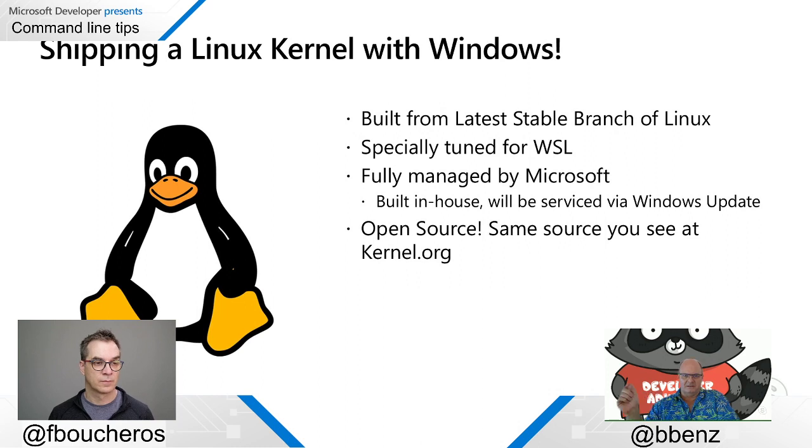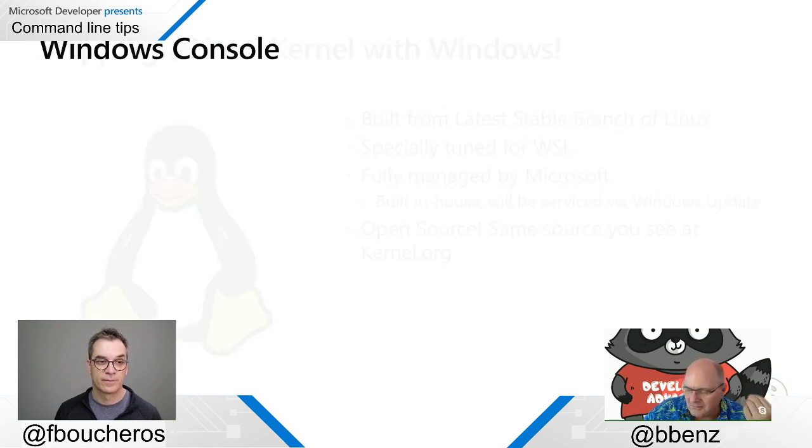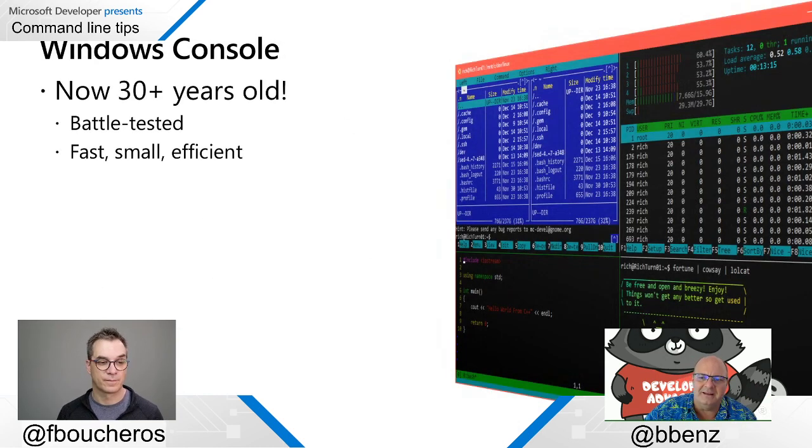So a little bit about WSL, a bit of trivia. Windows Subsystem for Linux. Why is it called Windows Subsystem for Linux? That's because the command line is actually called Windows Subsystem. It's the Windows console that everyone's familiar with. But behind the scenes, I guess the original developers called it Windows Subsystem. And that's why the Linux version of that is called Windows Subsystem for Linux. The Windows console, the Windows Subsystem, is 30 years old. It's battle tested. It's fast. It's small. It's very efficient.